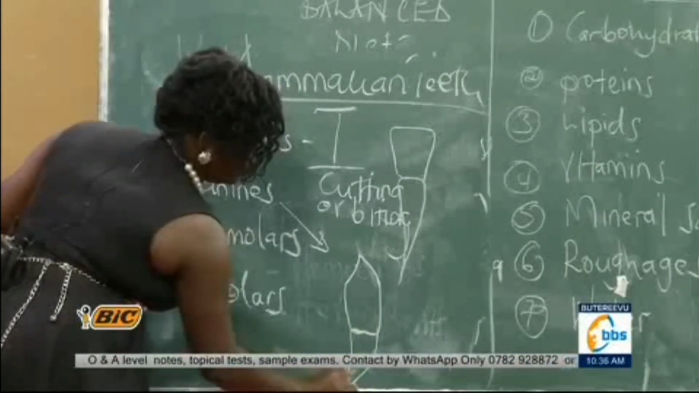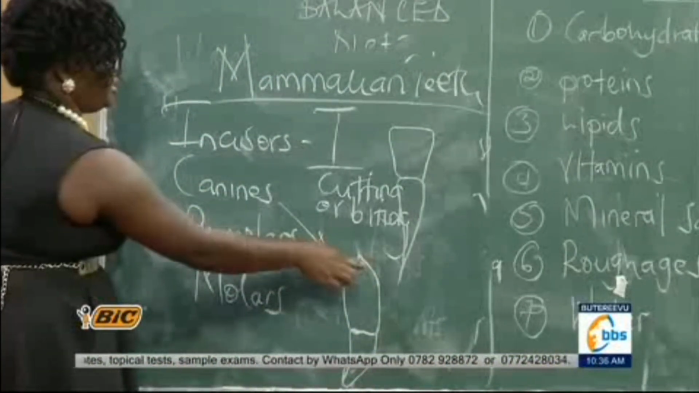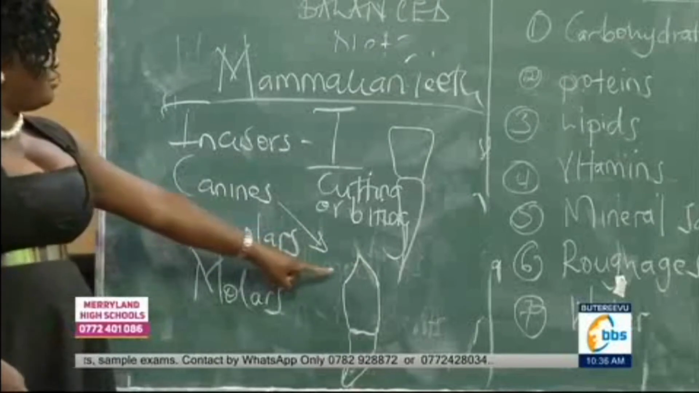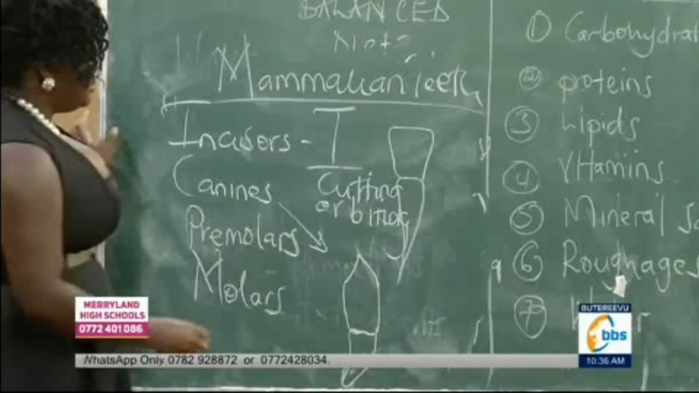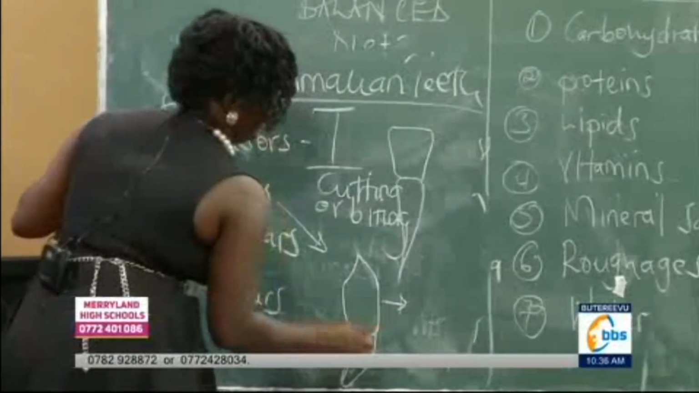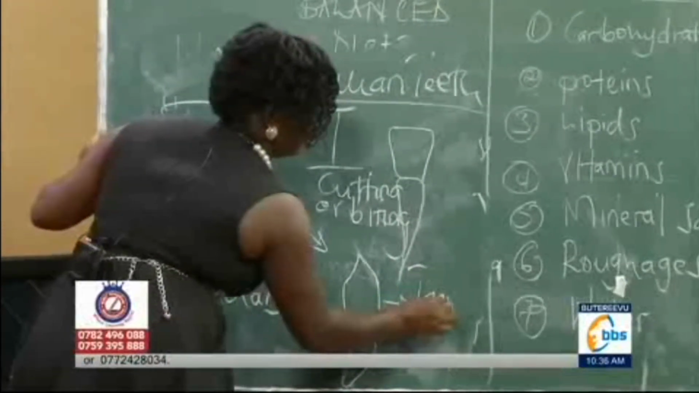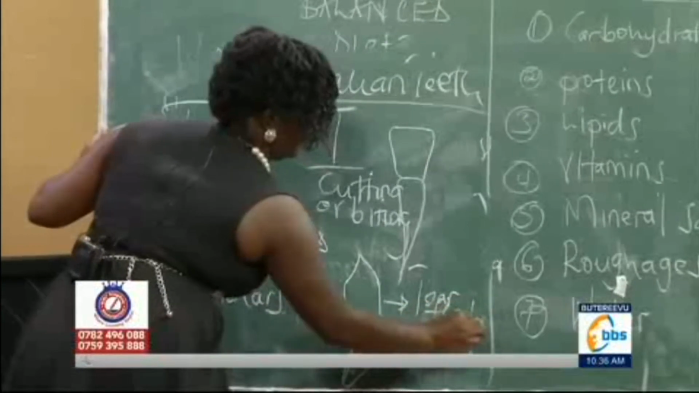It has two tapering ends and it is pointed, very sharp and pointed, and it's very long. And their basic function is to tear food, especially flesh.